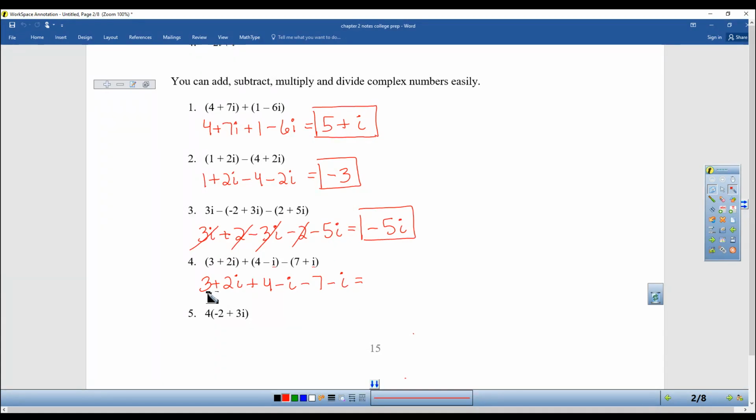I'm going to do the numbers first. 3 plus 4 minus 7 is 0. And then 2i minus i, also 0. 0.